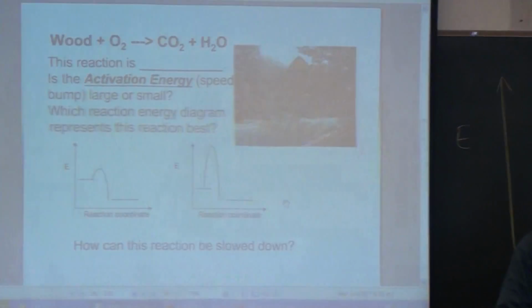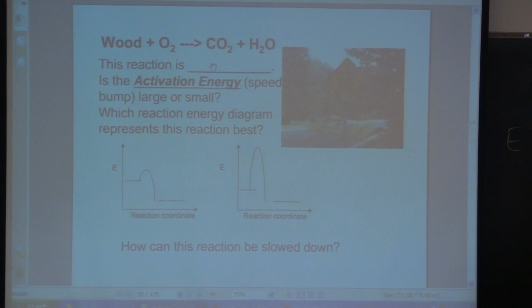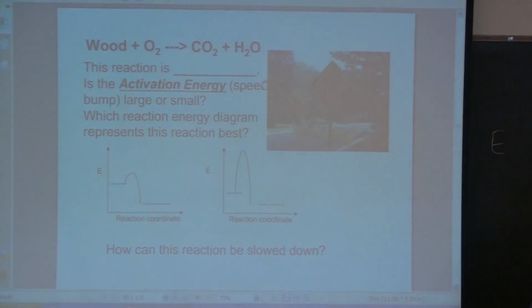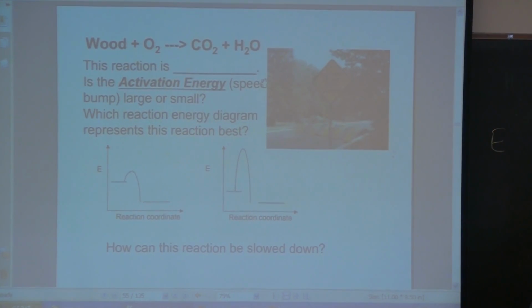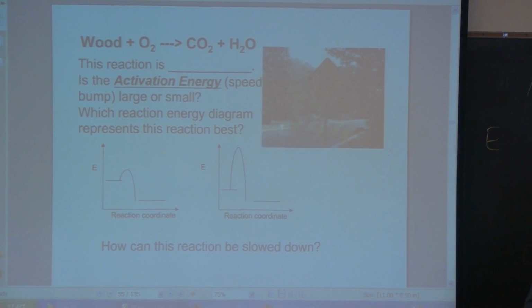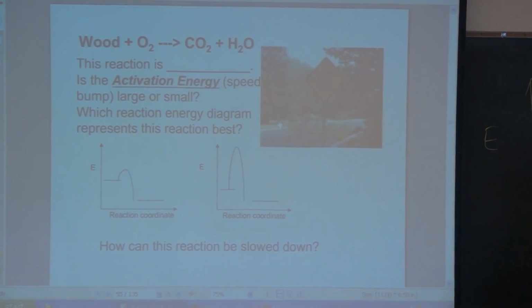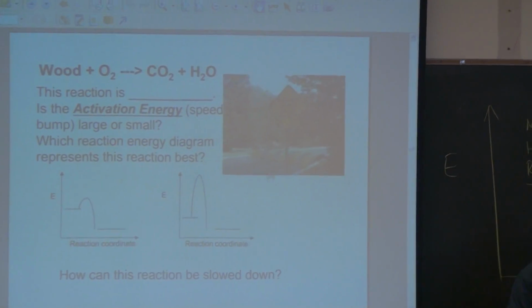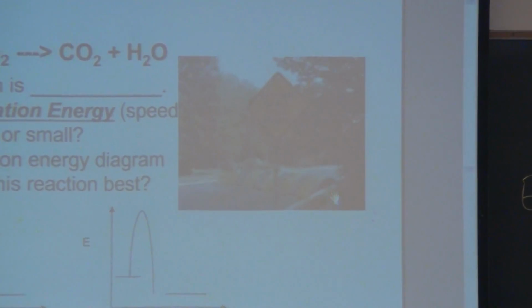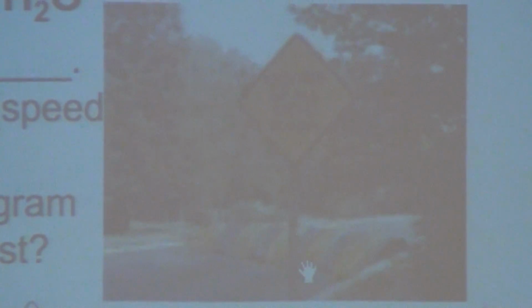Let's go back to our wood burning reaction again. So we know that this reaction is exothermic. I'm not sure you see this picture. This picture on the side, it says, this is the mother of all speed bumps. So this is a road. Look at that big speed bump. Check this out. I got it posted on the website. I'm not sure where I found this picture, but anyway, this is a good one for activation energy.